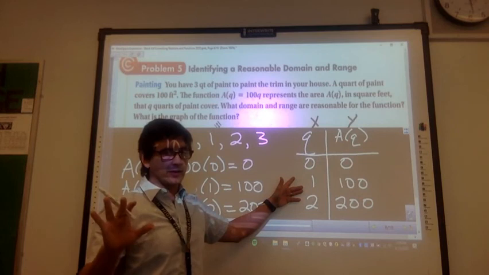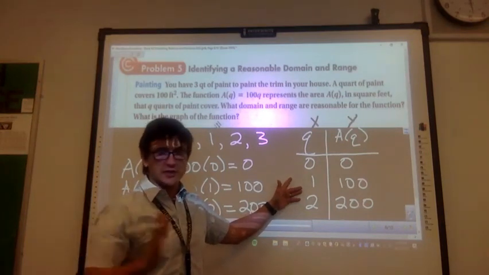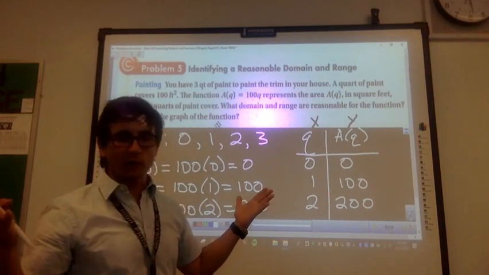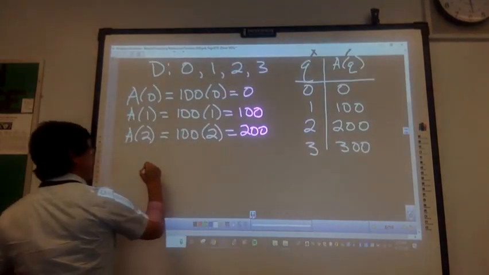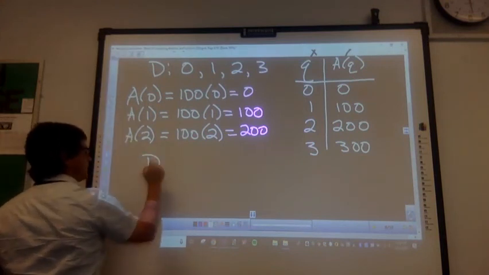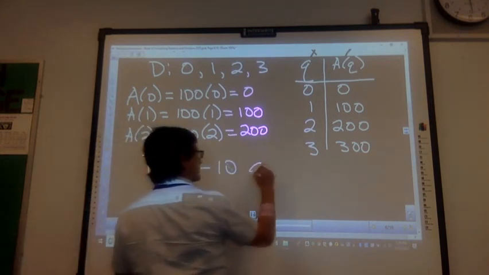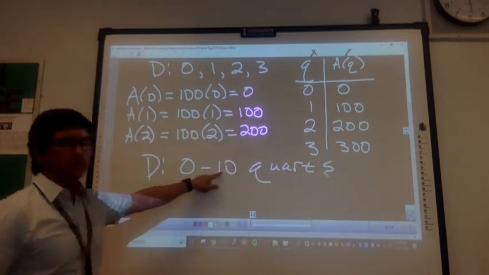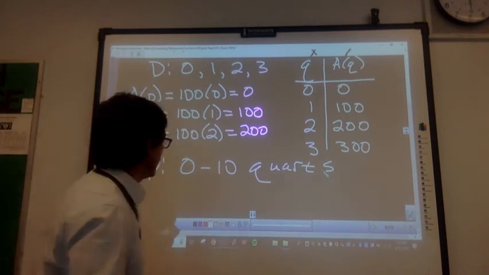Now I say that with a grain of salt, right? Because you're not going to buy 1 million quarts of paint because the store won't stock that much and your house isn't that big. But I would say from like 0 to 10 quarts is a reasonable domain value. So domain, from 0 to 10 quarts, it's reasonable because I'm probably not going to have more than 1,000 square feet of trim. That's a ton of trim.